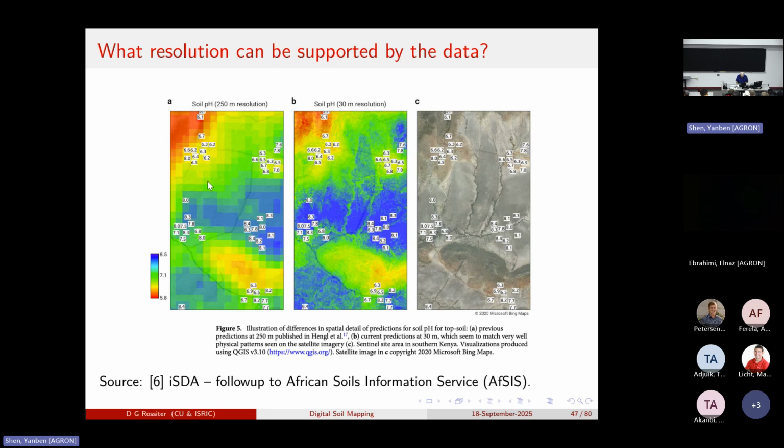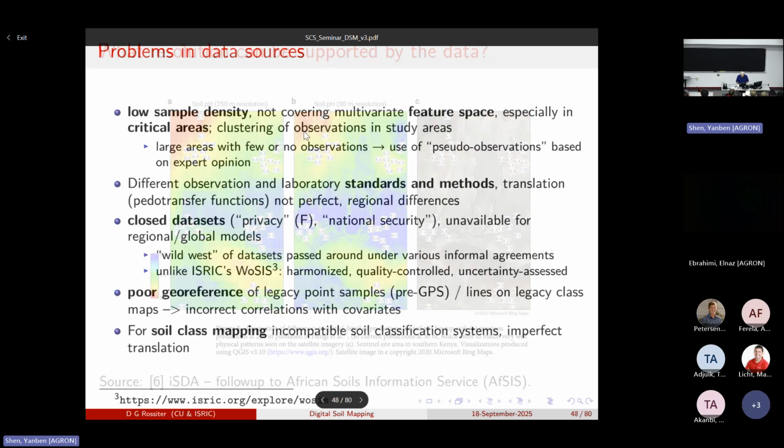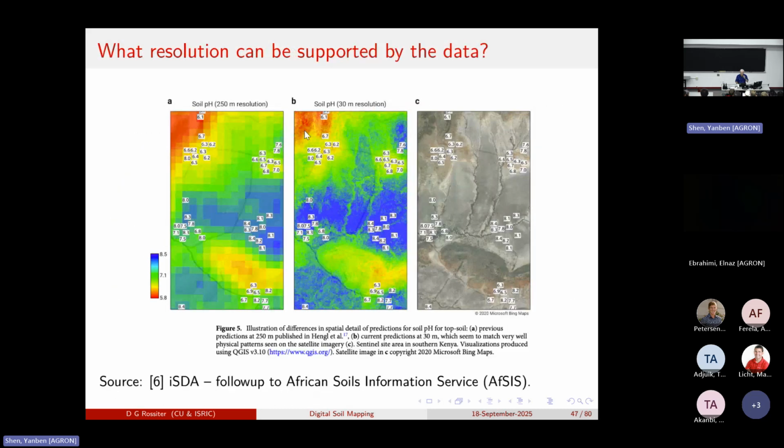And here's an example in southern Kenya. You can see on the left the 250 meter map, then a 30 meter map, and on the right is the air photo satellite imagery. And you can see much more detail at 30 meters. But if you look at the little white dots there, those are the only points that are really known there. You see all this fine detail, but you really wonder, is this a realistic pattern? Are we picking up real differences there, or are we just having artifacts?